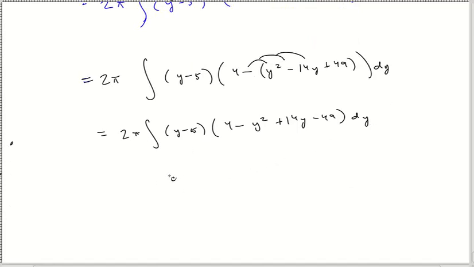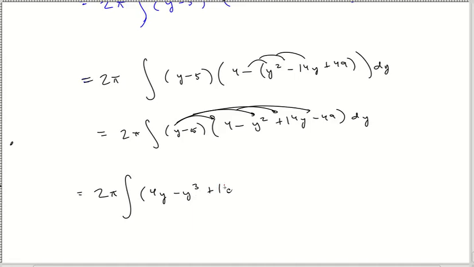And now I need to FOIL this guy out. Now you're thinking maybe the disk method was better. No, not really. I had square roots all over the place. It was crazy. So if you like square roots, do that. But here, at least we got some polynomials that we can work with. 4y minus y cubed plus 14y squared minus 49y.